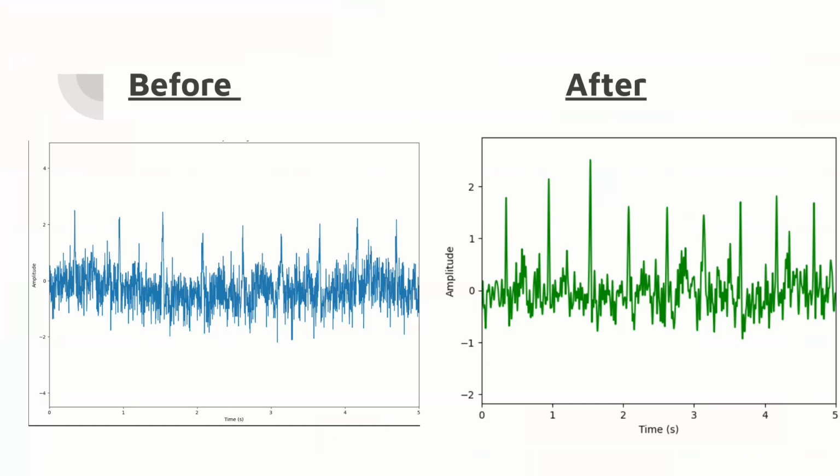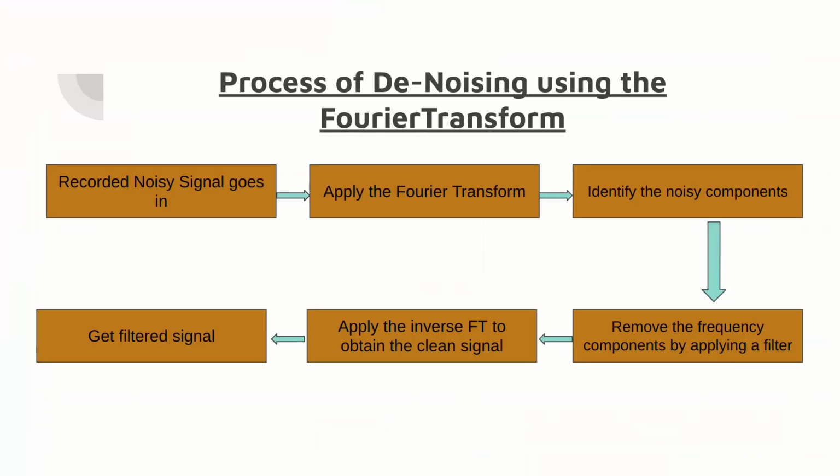First, we'll see how we can apply these in the field of denoising signals. Let's try applying it to a few biomedical signals and see. Let's look at what the steps to denoise a function using the Fourier transform are. First, you have the recorded noisy signal. Now you take the Fourier transform of the signal that you have and then you identify the noisy components from the frequency response.